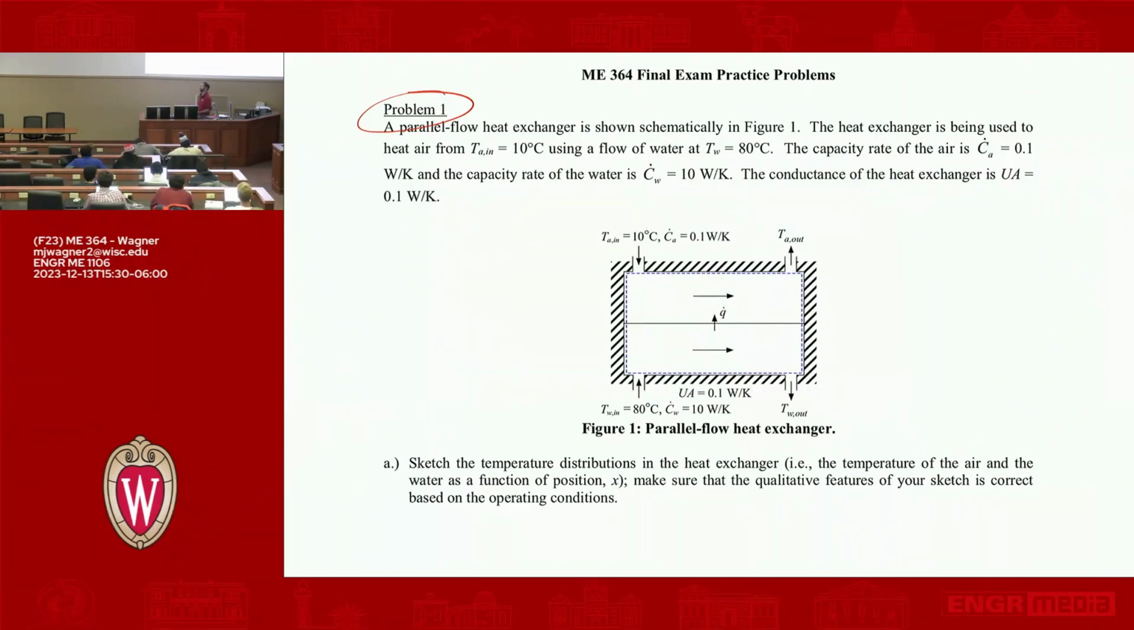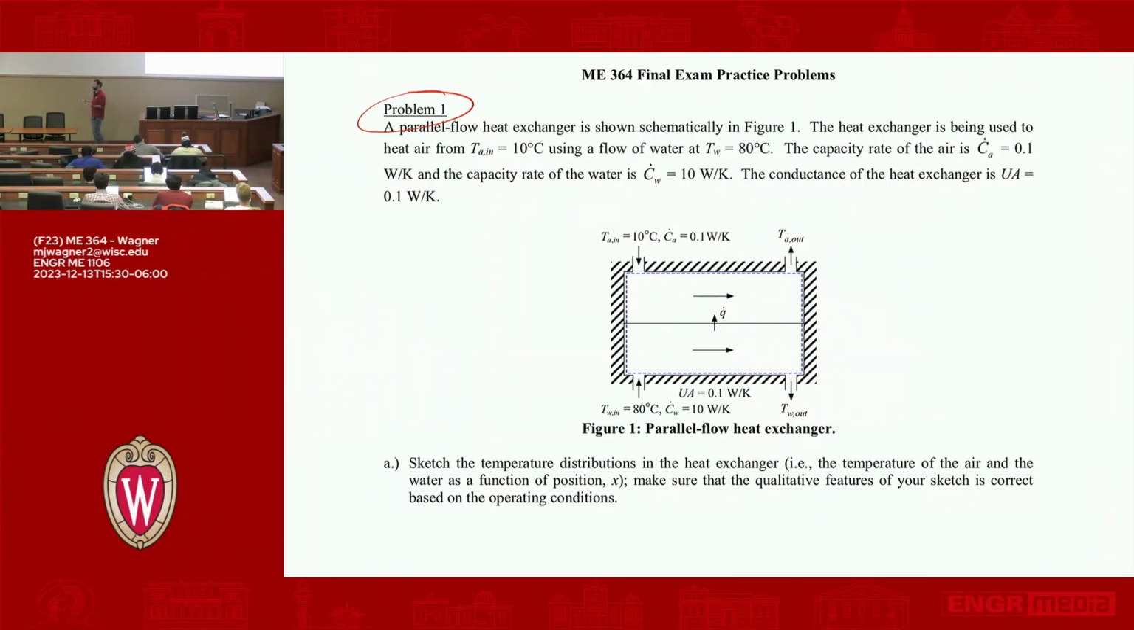Okay, so right away, what do we know about this problem? Right away, we know there's a big mismatch between the capacitance rates. 0.1 to 10 is 2 orders of magnitude. So there's a big difference there. That's going to affect the behavior. The other thing that we know is that we're given the conductance.